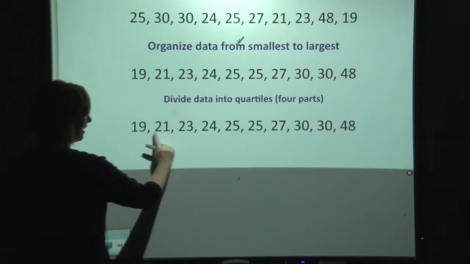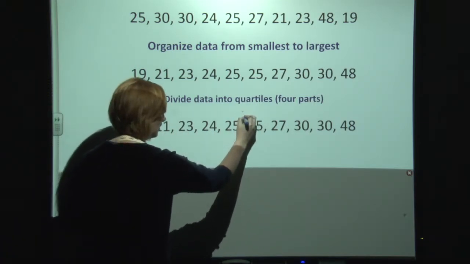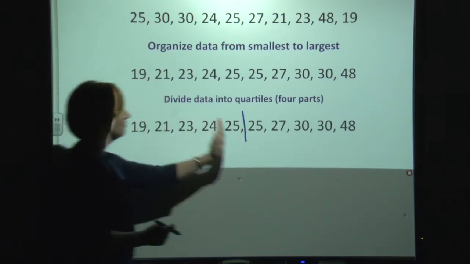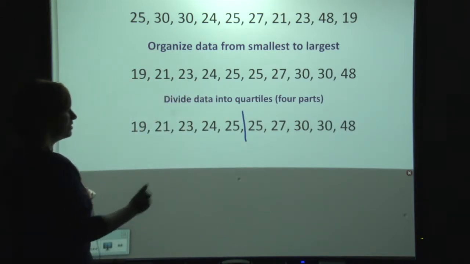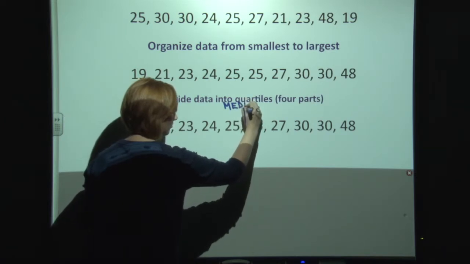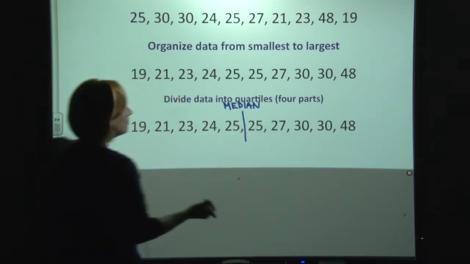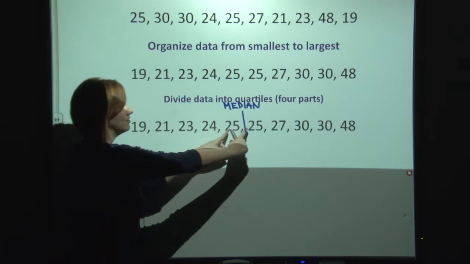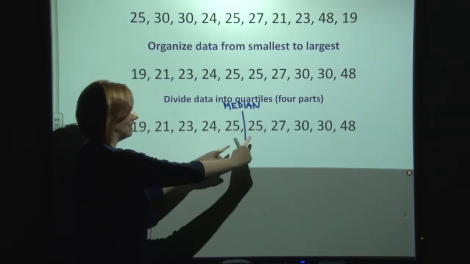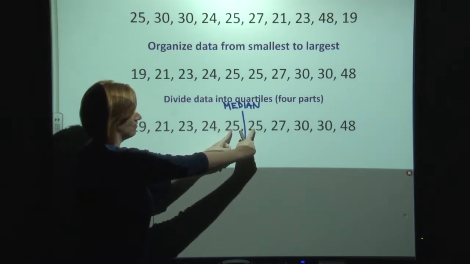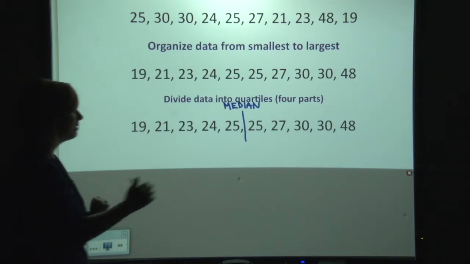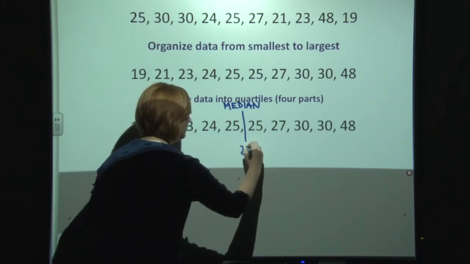So looking here, I see that if I go 5 data points over and draw a line here, I now have 5 points to the left of the line, 5 points to the right of the line. So this point I'm going to call the median. When the median is between 2 data points, to find its value, you take the average of these points. So if I want to find the median value, I would take 25 plus 25, which is 50, and divide that by 2, which is 25. So my median value here is going to be 25.